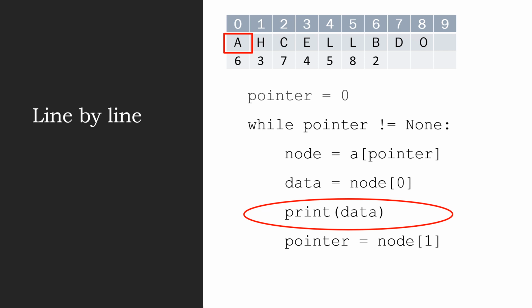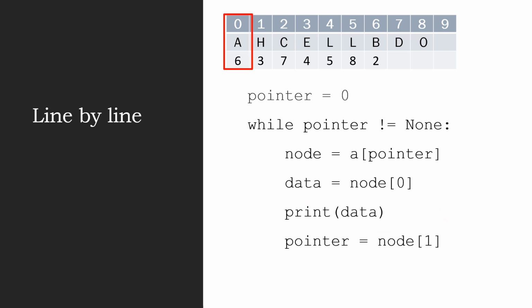So I've taken the first value of the node, the letter A, and I've stored it as a variable called data, and then I'm going to print that data. Remember, that's how we check that we're traversing the array correctly. We print out all the data values. Okay, so we're at a node. As it happens, we're at node 0.